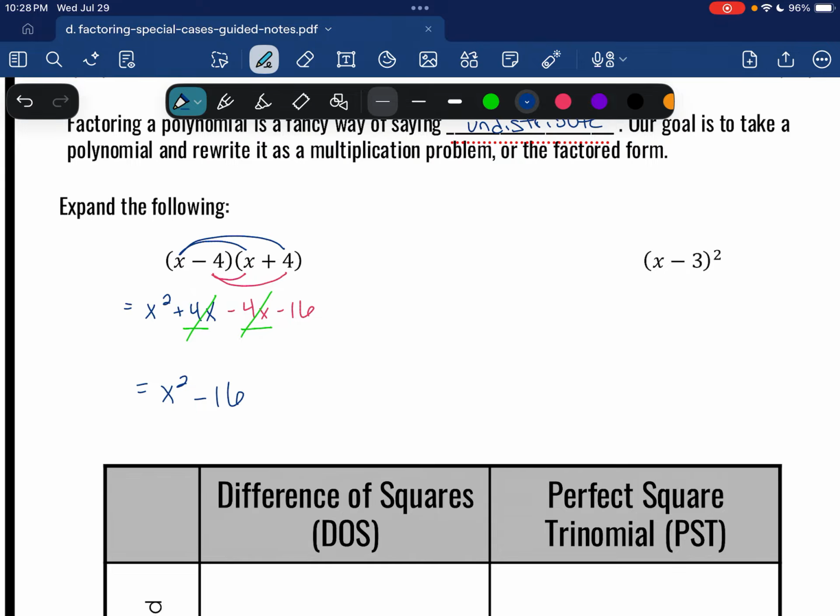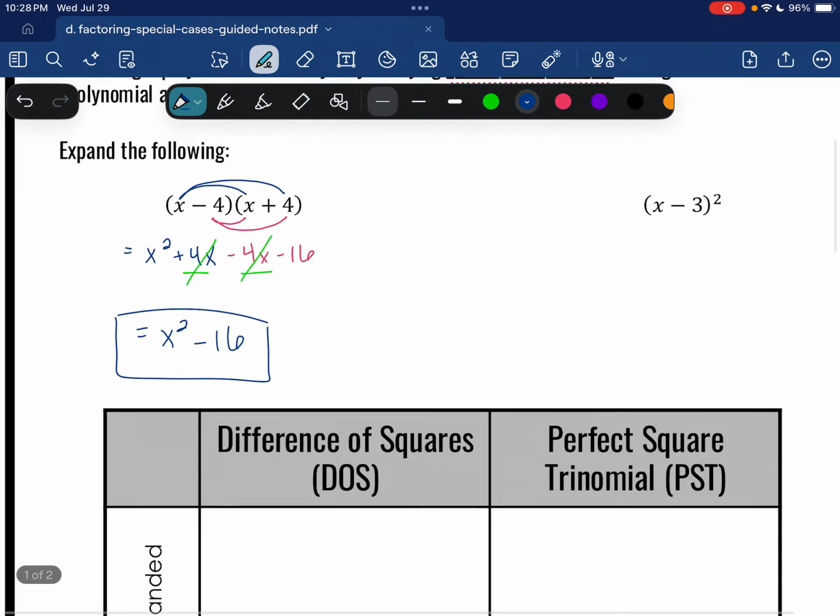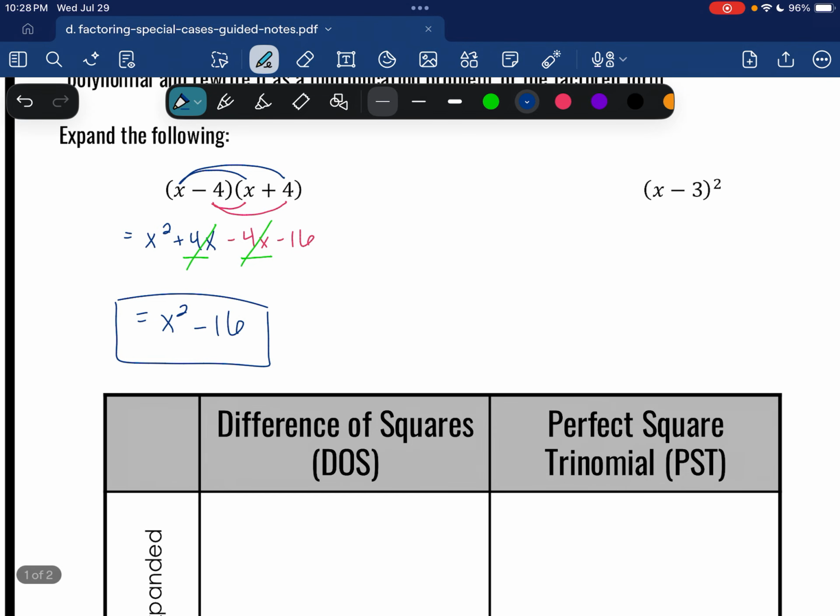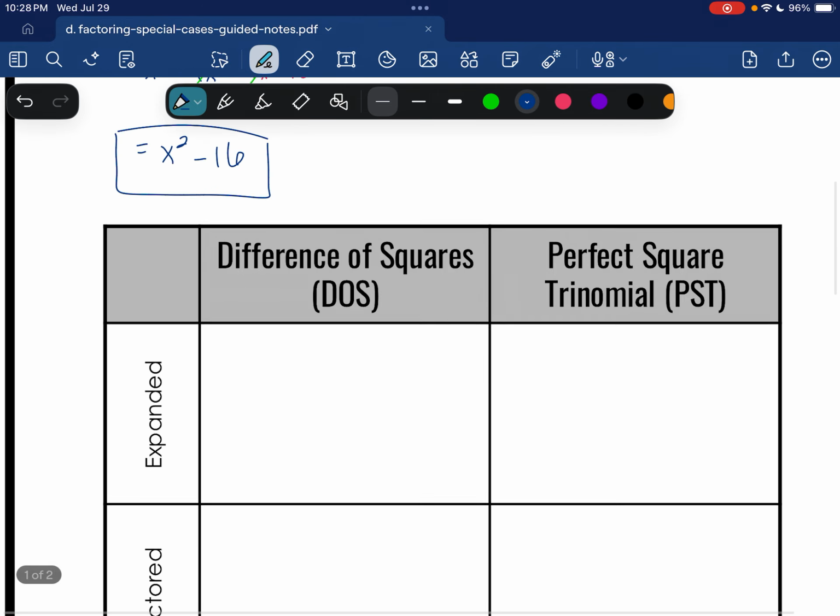And that's our special multiplication pattern, and it is called a difference of squares, or you may hear it called a difference of two squares. And it is aptly named, right, because it's the difference, a subtraction problem, of two perfect squares, in this case x squared and 16. All right, so what does this look like? Well, in its expanded form, that means written in standard form.